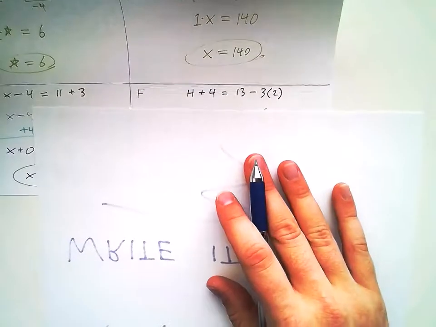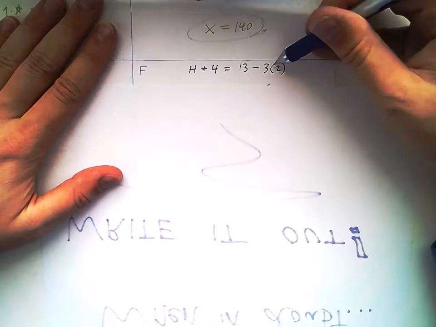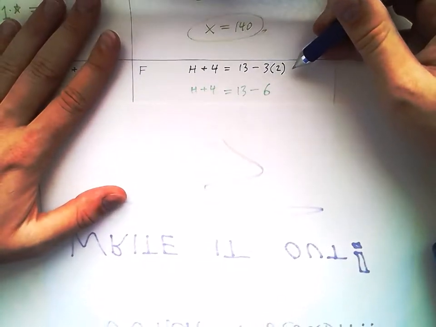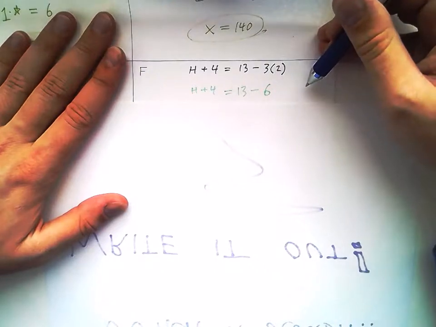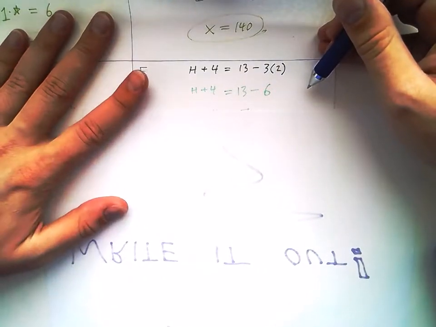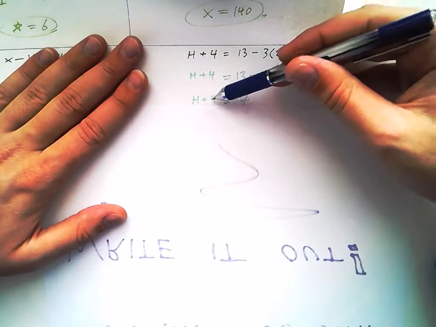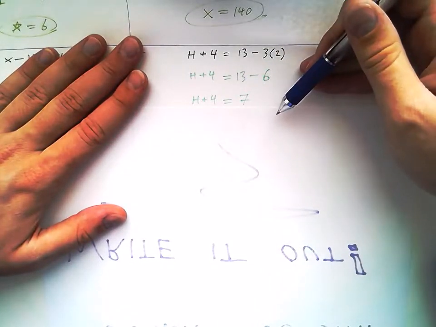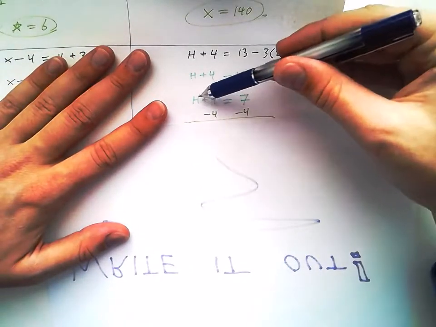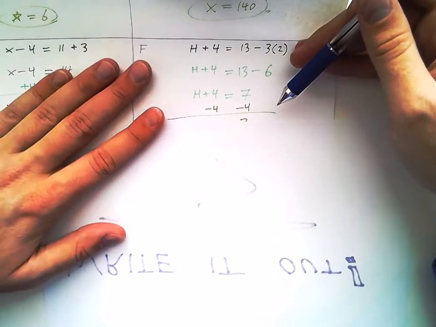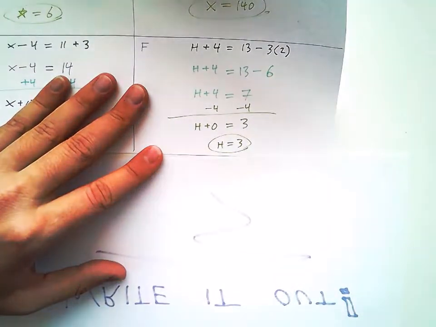So this one, first, I multiplied 3 times 2, which is 6. Then I said 13 minus 6, I can do that. That would be 7. Okay, now I'm going to subtract 4 from both sides to get that h. And you get h equals 3.